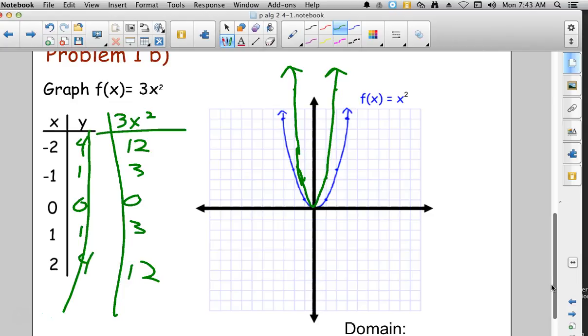Same thing that was happening with absolute value. If the number in front is bigger than 1, and I'm not talking positive or negative, just the numerical value, it's bigger than 1, it's a vertical stretch. If it's a fraction between 0 and 1, it's going to be a vertical compression.